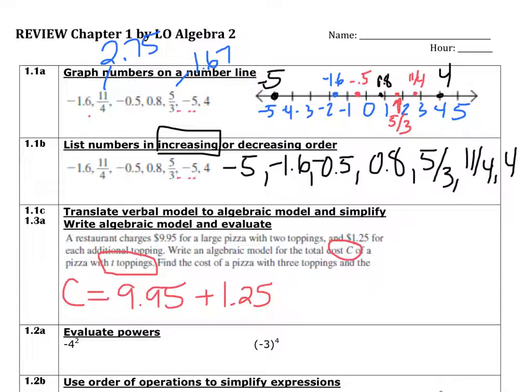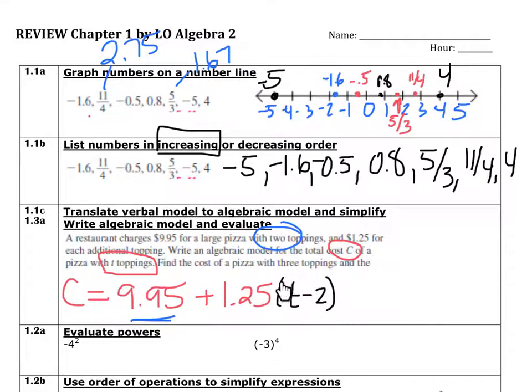Now you want to be careful and think about what to put here for how many toppings. If we put T toppings, and you think about this equation, if you have 1 topping on your pizza, if you put 1 in here, it's going to charge you $9.95 plus an additional $1.25 for 1 topping pizza. But that's not correct. The key here, the first 2 toppings are included in this price. So what you have to make sure you do is take the number of toppings minus 2. This is going to be the right equation.